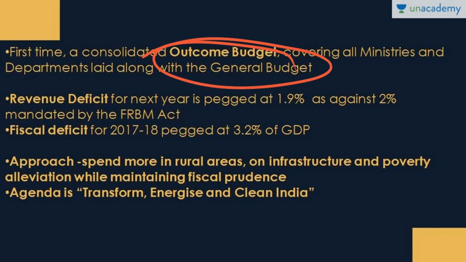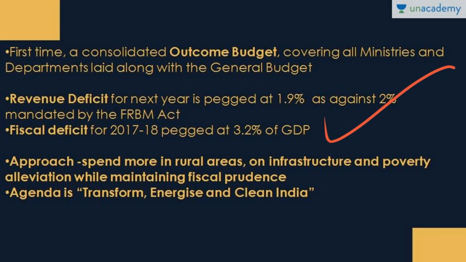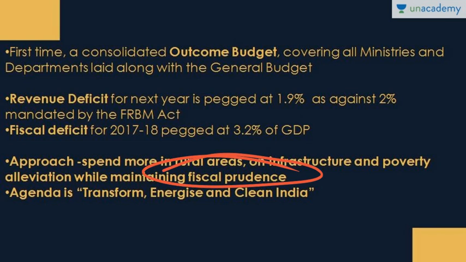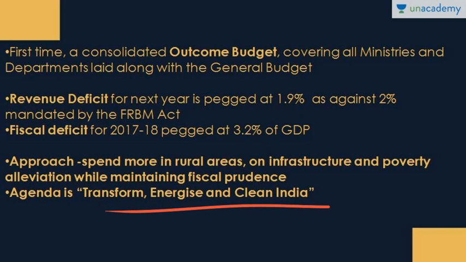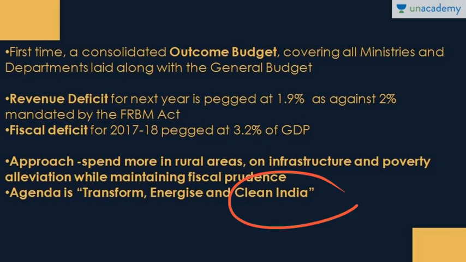Then we have revenue deficit and fiscal deficit targets, which you can do by yourself. Lastly, overall the approach of the budget is to spend more in rural areas, infrastructure and poverty alleviation, but at the same time maintain fiscal prudence in the context of the FRBM Act. Also, the agenda is transform, energize and clean India, what we refer to as TEC. By transform, it is to transform the quality of governance. By energize, we have to energize the youth and vulnerable sections, and by clean India, it's very evident.